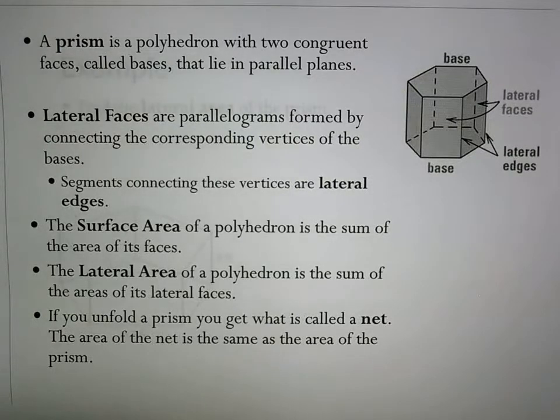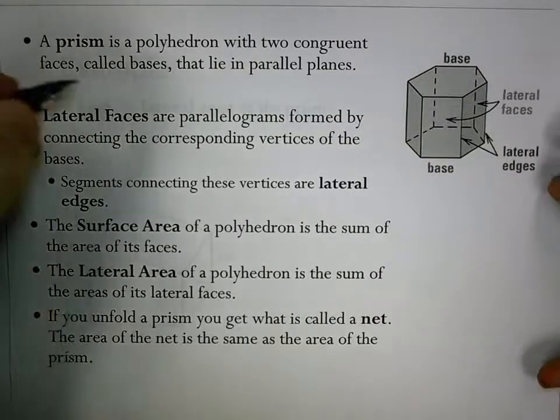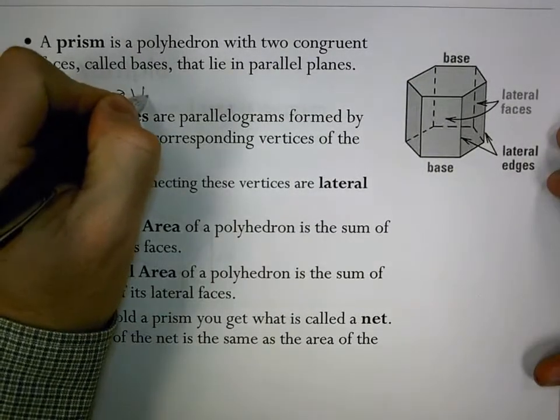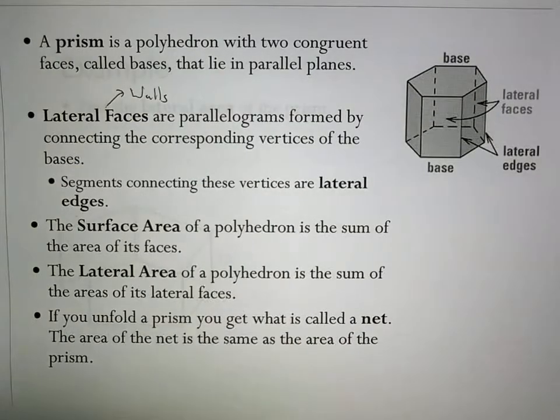We can think of them as the floor and the ceiling, if this were to be a room within that hexagonal prism. The lateral faces are the parallelograms formed by connecting the corresponding vertices of the bases. Now, if this was a room we were looking at, these lateral faces we could think of as the walls within the room. Then those segments connecting the vertices they call the lateral edges will be where the walls meet.